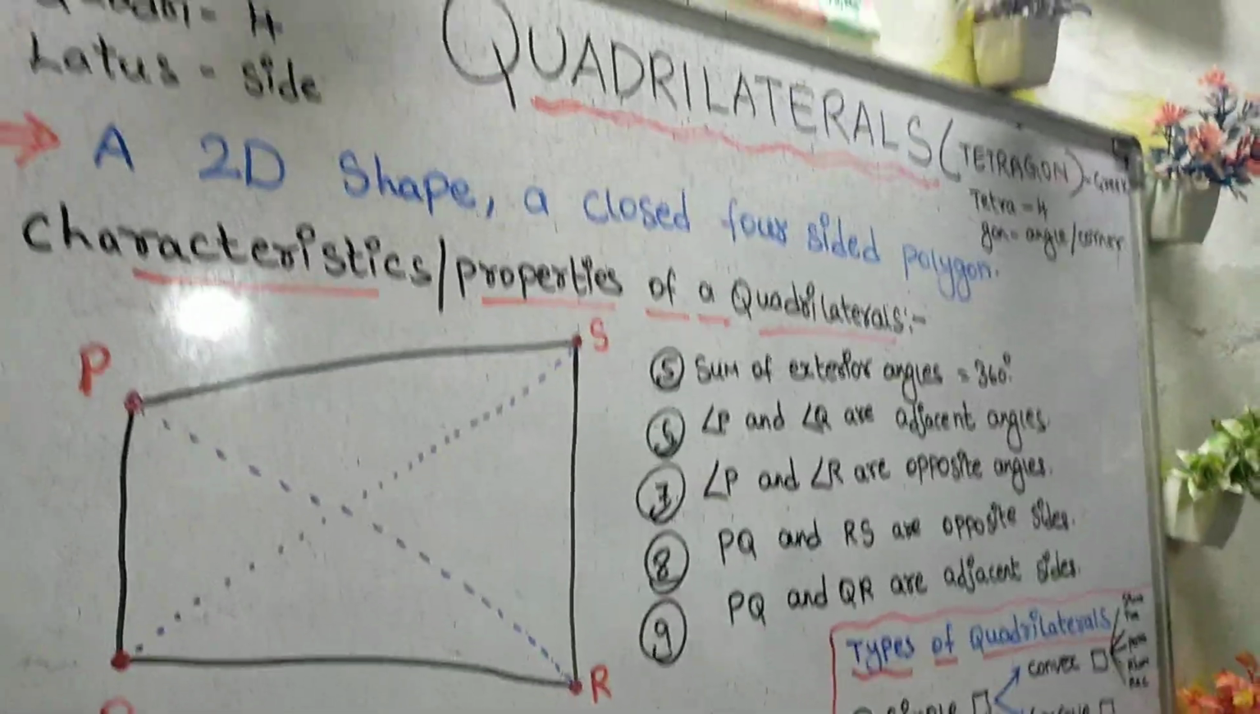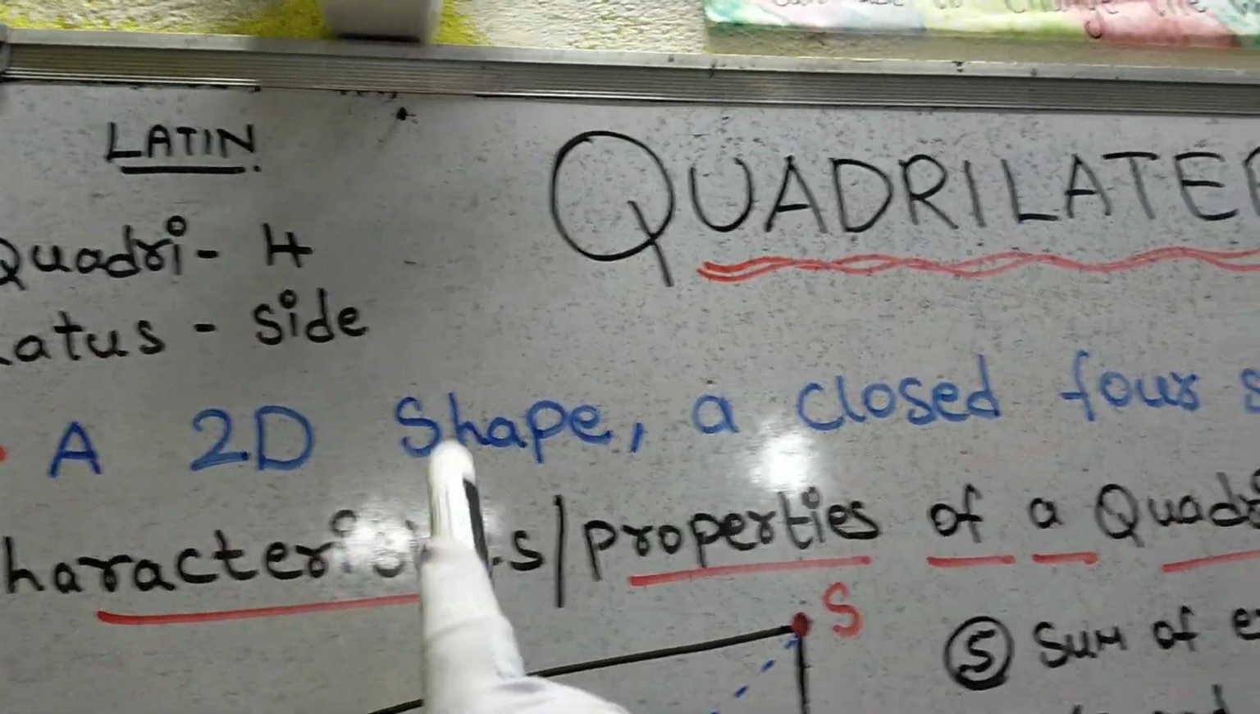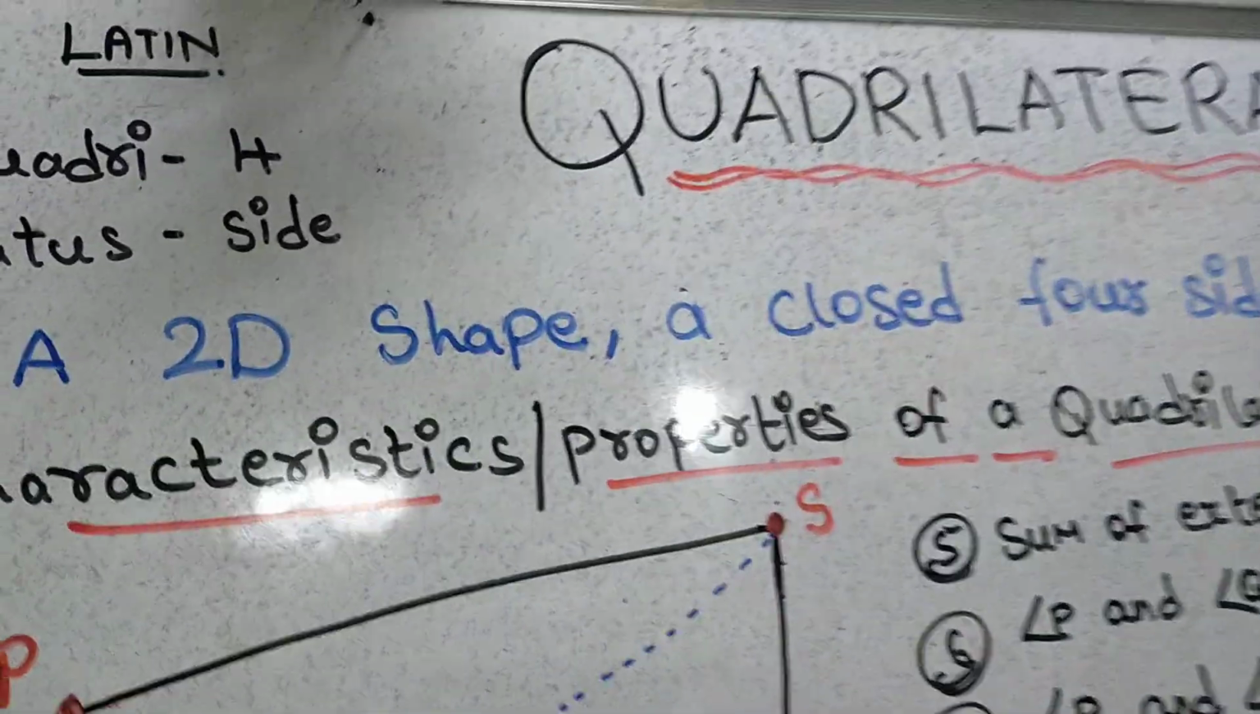So what is a quadrilateral? If you come to the definition, a quadrilateral is nothing but a 2D shape, a closed 4-sided polygon. Repeat after me: 2D shape, a closed 4-sided polygon. Like KG kids, I'm making you repeat. Fine. So you need to understand each term in this.